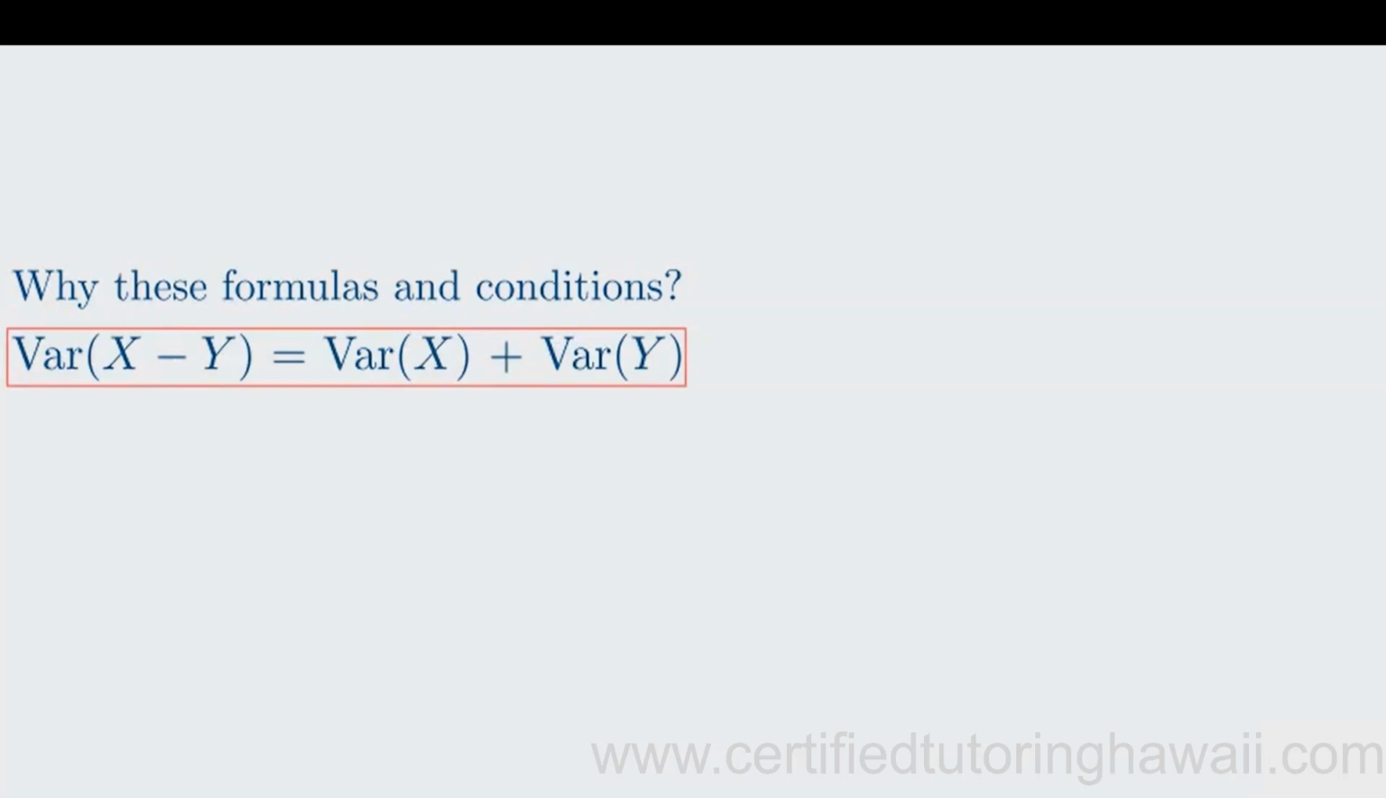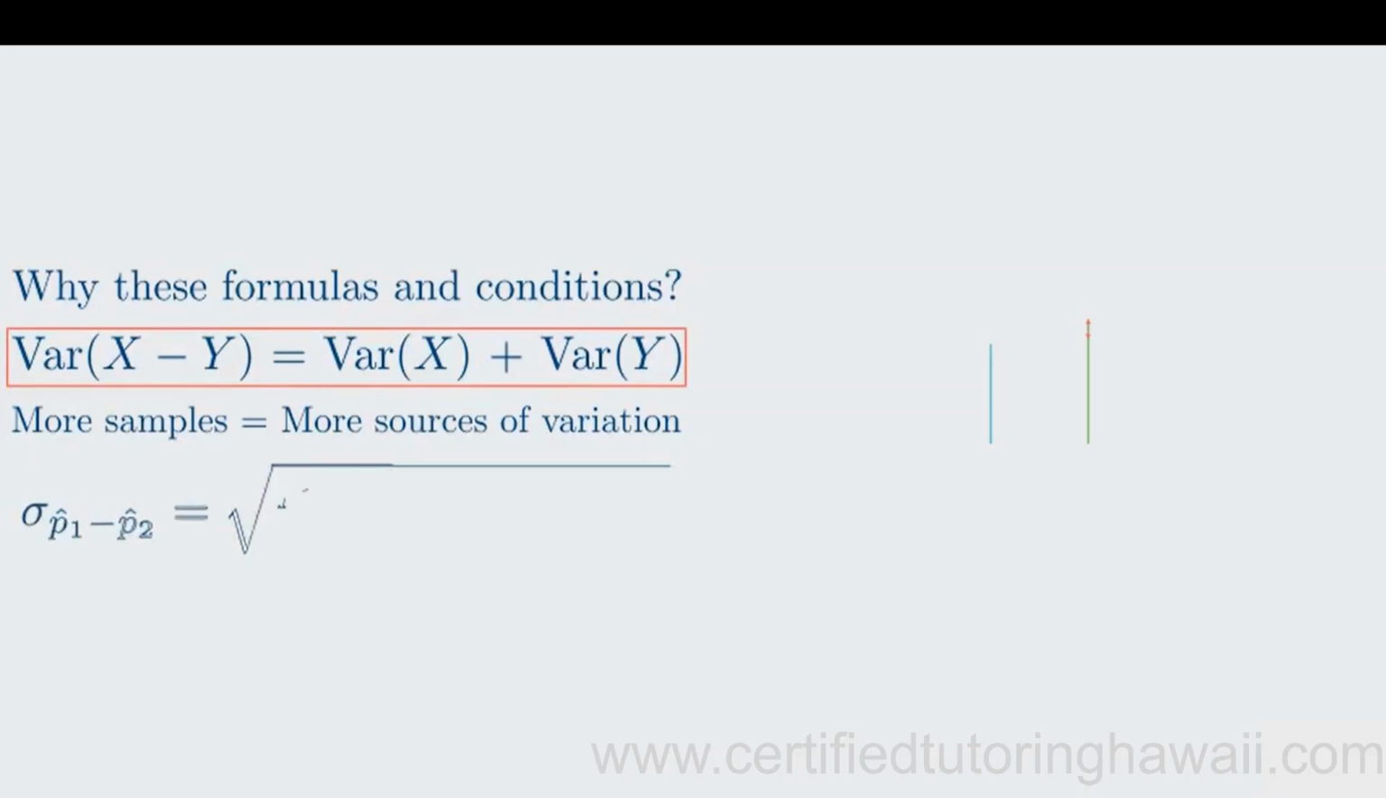Think of it this way: more samples mean more sources of variation. Imagine you are measuring the height difference between two people. If your measurement for the first person is slightly off, and your measurement for the second person is also slightly off, the error in the difference could be even larger. This is why we add the variances before taking the square root to find the standard deviation.